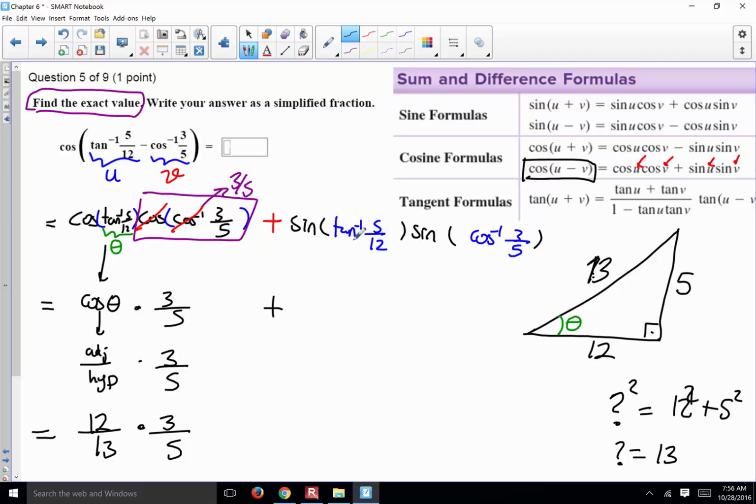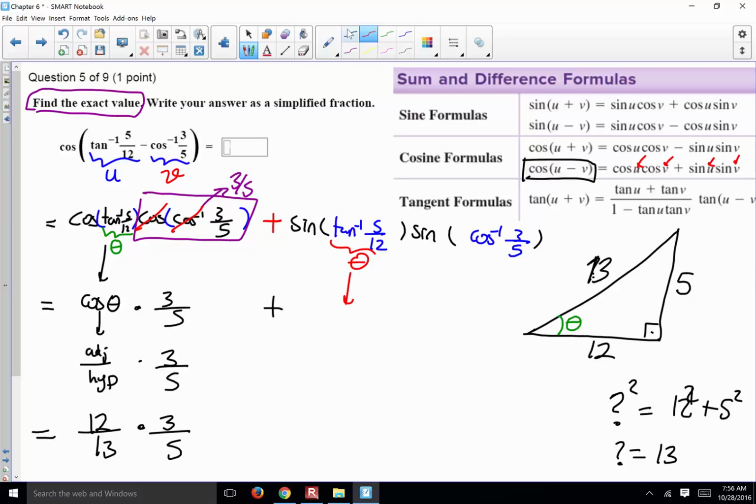Now let's take a look at this one. Again, this is theta. Same theta. If you call this theta, you need to call this theta as well. Or you can call this U if you wish, as we said earlier. But this time we are computing sine theta. What is sine theta?